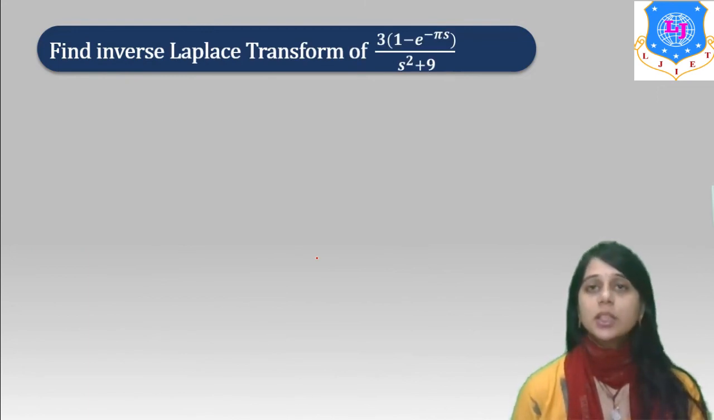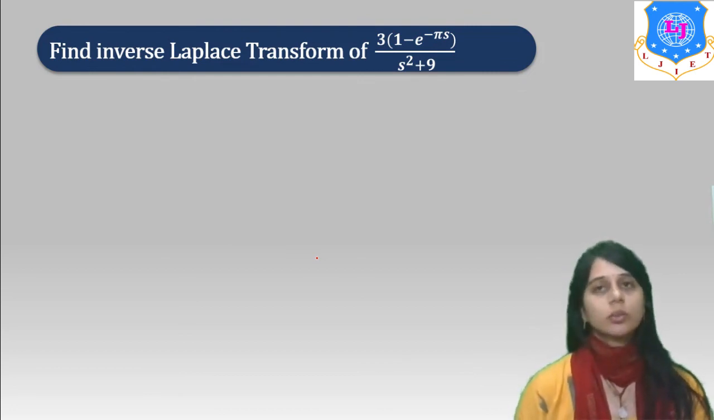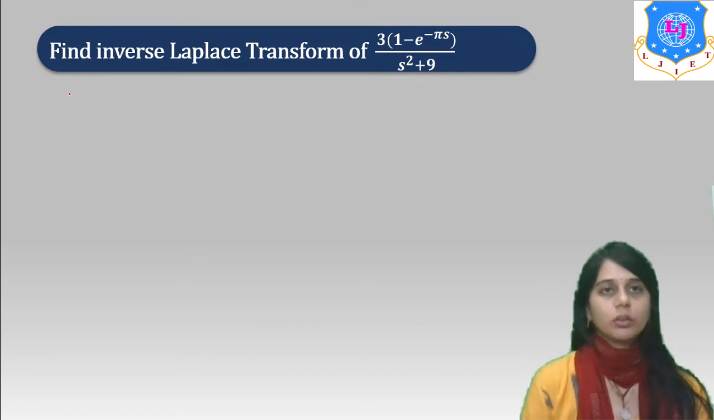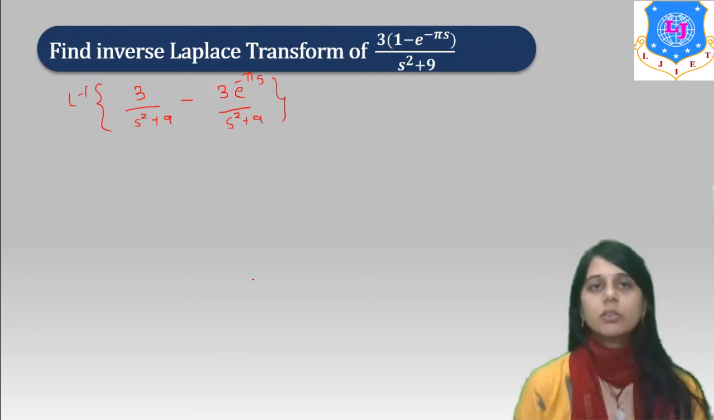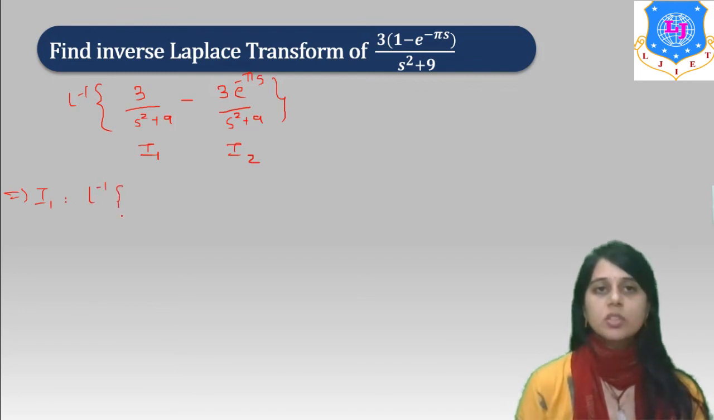Find the inverse Laplace transform of 3 (1 minus e raised to minus pi s) upon s square plus 9. Laplace inverse of 3 upon s square plus 9 minus 3 e raised to minus pi s upon s square plus 9. See, both parts are different. We call them I1 and I2. Now, for I1, the Laplace inverse of 3 upon s square plus 9, the answer is sin 3t.